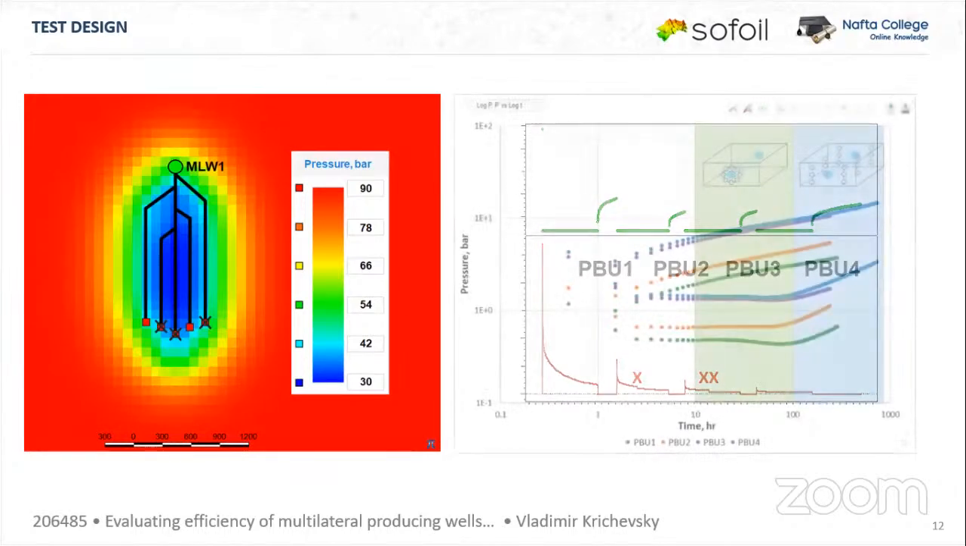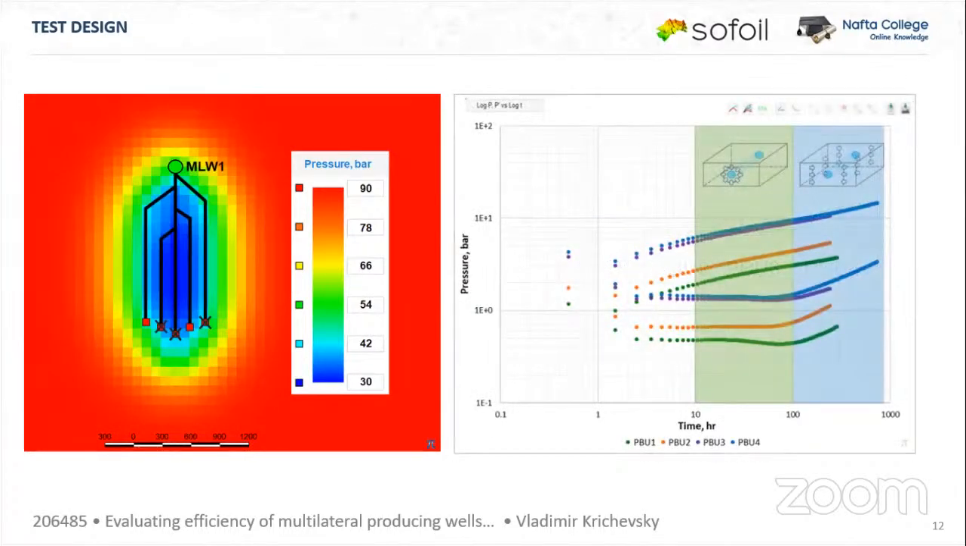Could you please click on a slide? Right. So here you can see the plot on the right with a log for all these buildups, 1, 2, 3, 4. And we can easily see that this early radial flow, which is filled with the green color, is changing. I mean, the position of the derivative is shifting up.